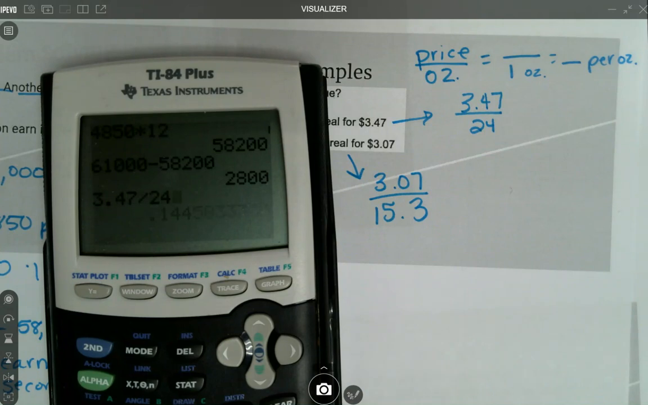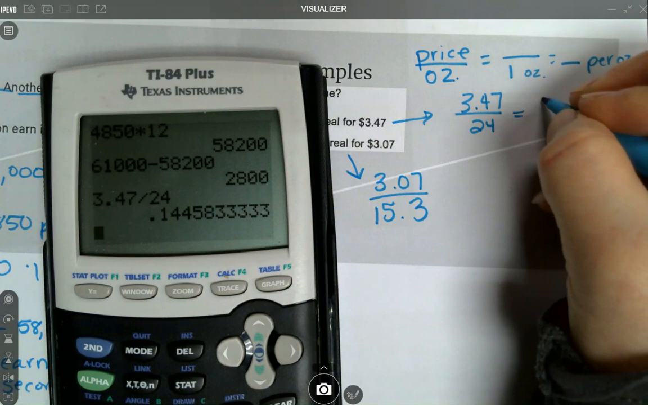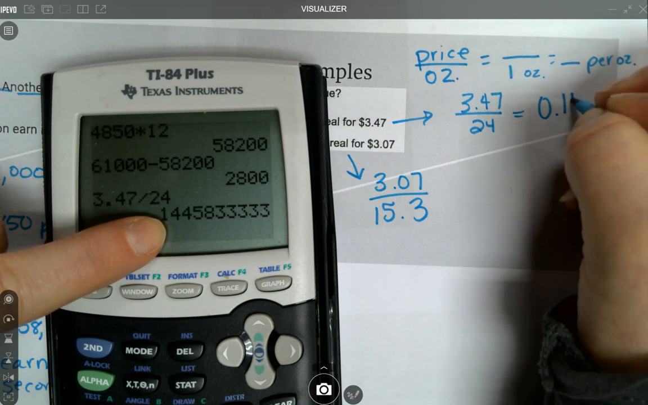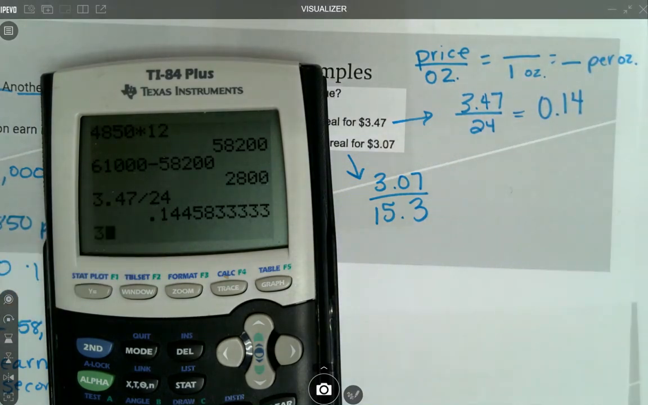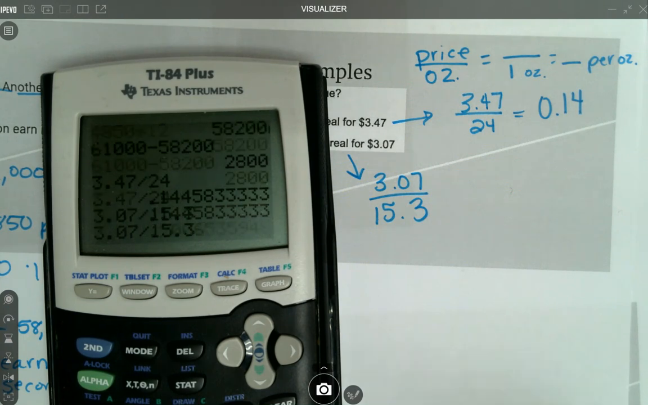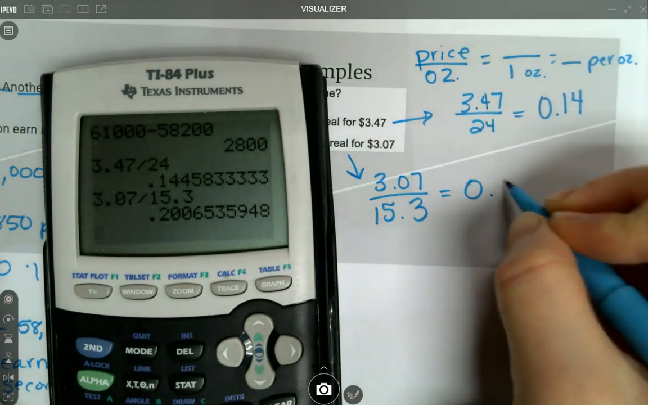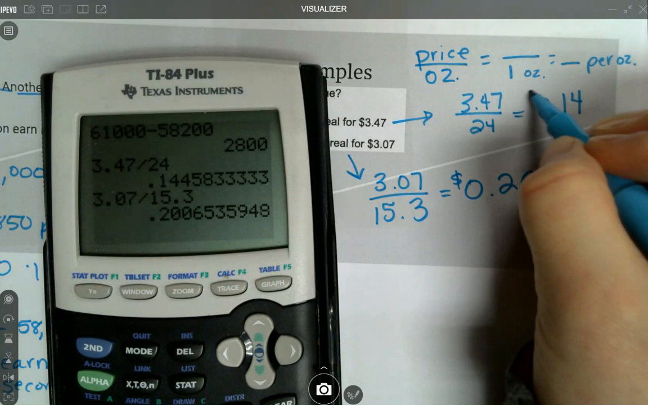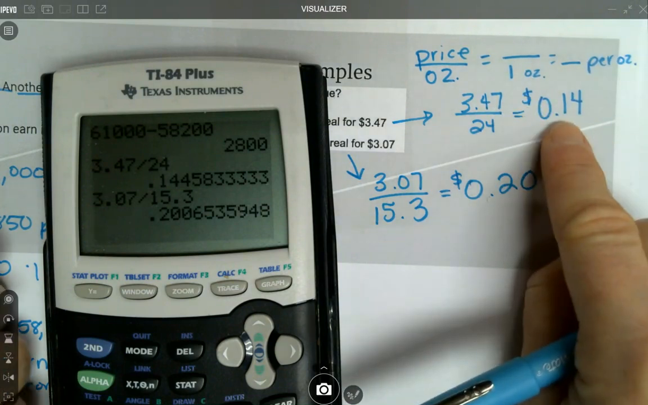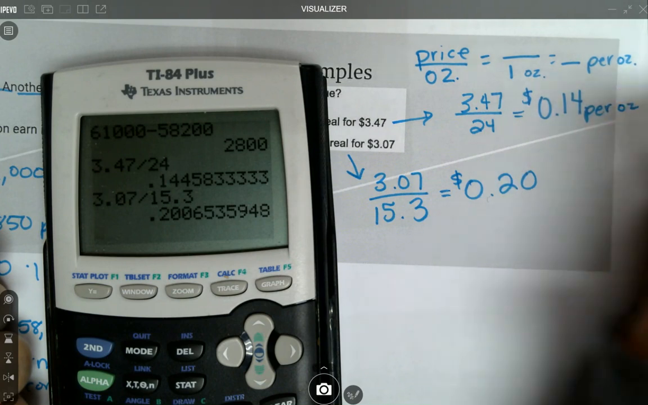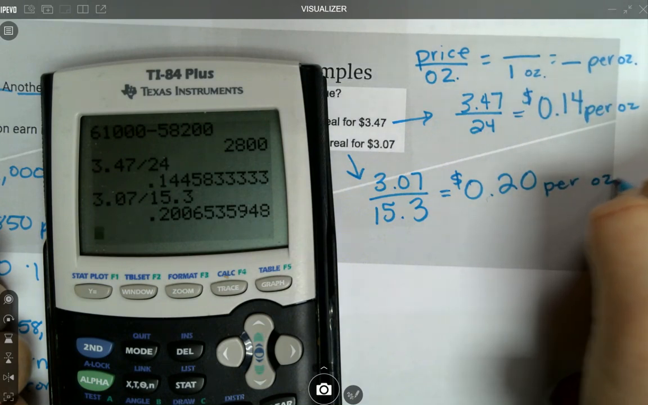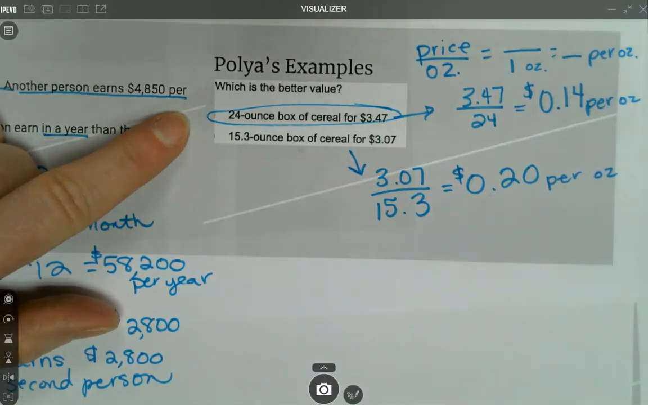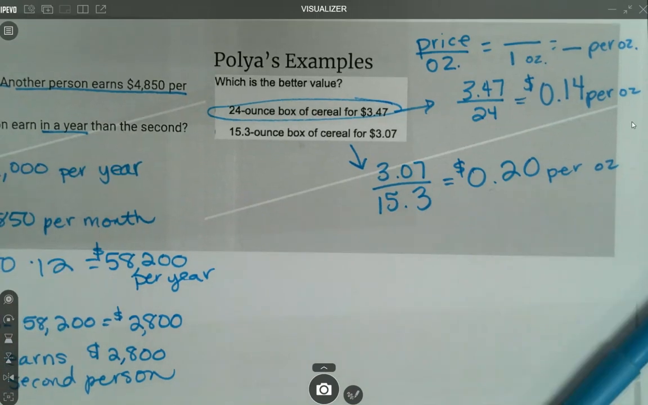3.47 divided by 24. And we're going to round it to the nearest penny. 0.144, so that 4 is going to let it rest. Okay. Divide the other one. 0.2, the 0 is going to let it rest as well. So what this gives us is, this is 14 cents per ounce or 20 cents per ounce. Which one is the better buy? This would be the better buy because it's cheaper per ounce. That is it for these guys.